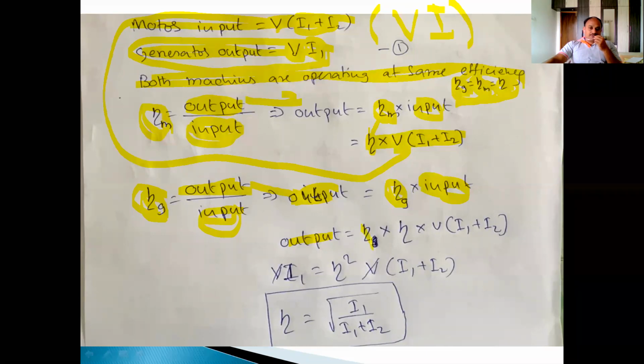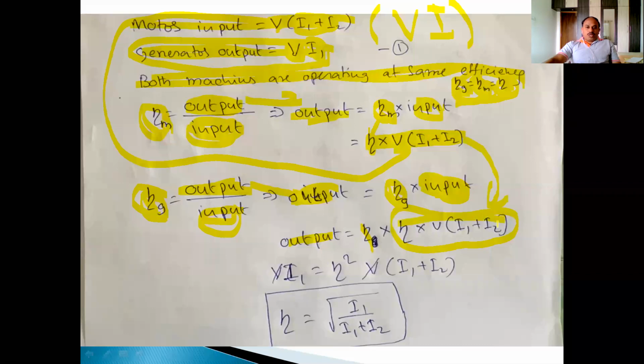So generator efficiency into input to the generator means the output from the motor, because the motor gives input to the generator. This output equals the input to the generator. So this value is substituted here.